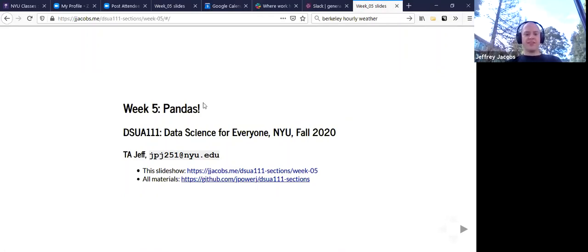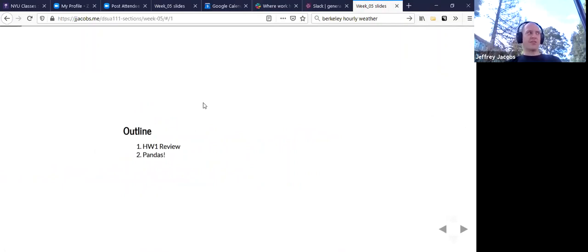The outline is, I'll go over some questions from homework 1, and then I will spend the rest of the time going over pandas, because the general rubric for what we did in lecture in the past week has just been pandas, right? Each of the lectures has had its own title, but really it's just pandas.